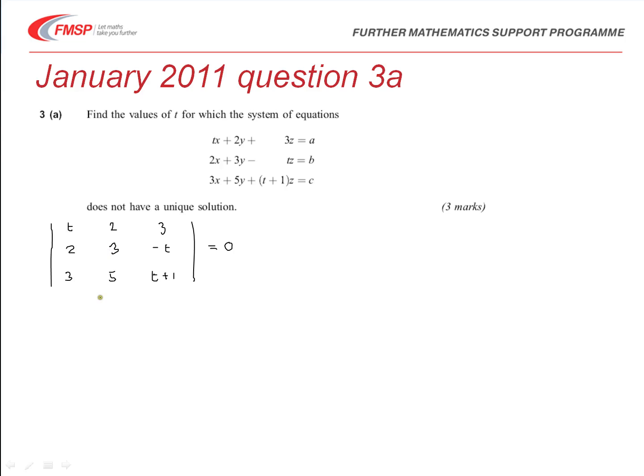Well, it probably won't make much difference which line we use to expand this. Looking at it, I think probably we'll just use the first column. And so if we do that, we're going to get t times the determinant of 3 times t plus 1 minus 5 times negative t. So that will in total give us 8t plus 3, which when multiplied by t will give us 8t squared plus 3t.